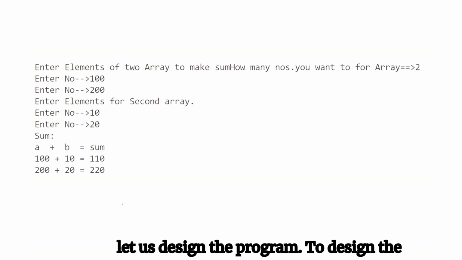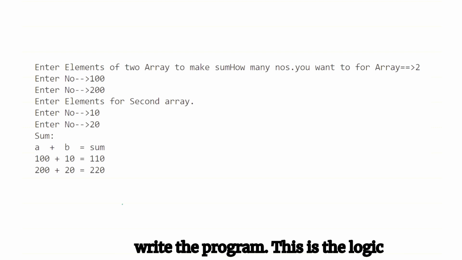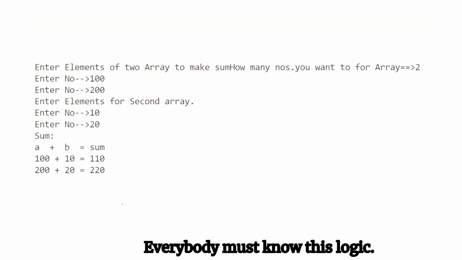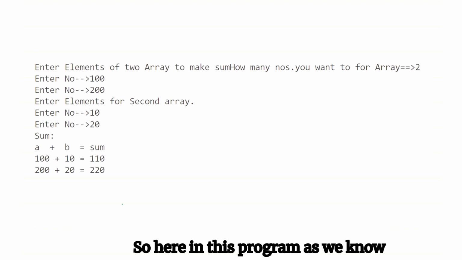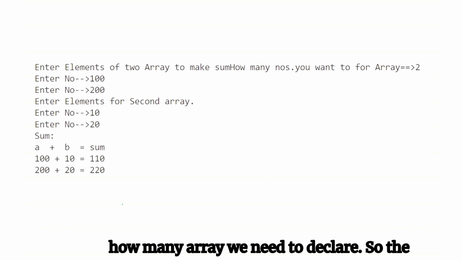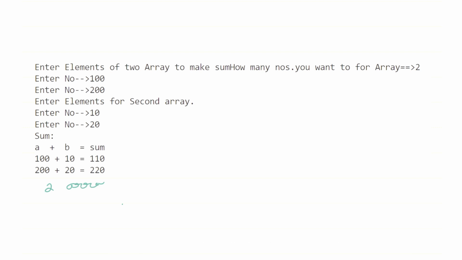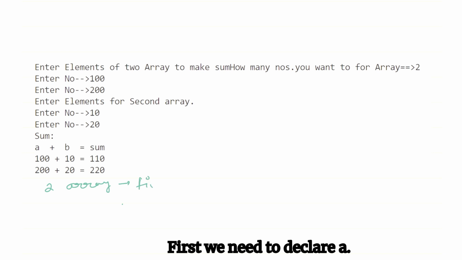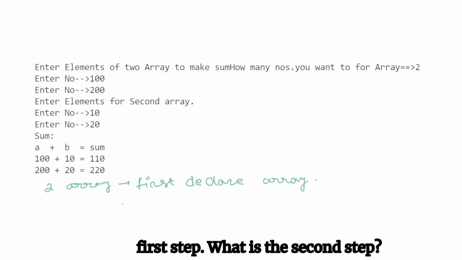Let us design the program. To design the program, let us understand how we can write the program. This is the logic development we need to understand. Everybody must know this logic. So here in this program, how many arrays do we need to declare? The simple answer is 2 arrays. First, we need to declare the arrays. That is the first step.